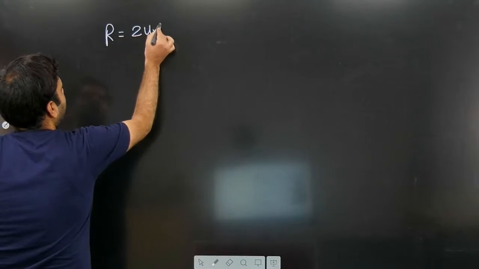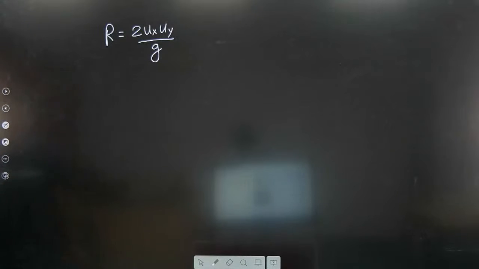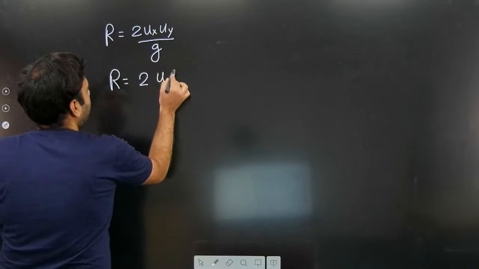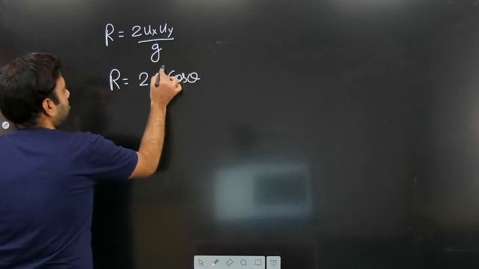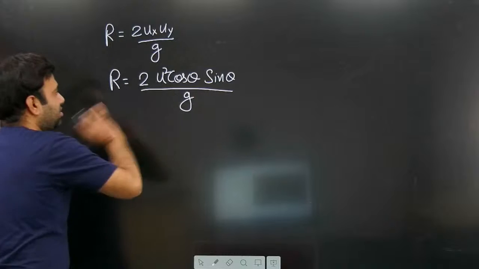See, what is range? It is 2 ux uy by g. What is ux and uy? ux and uy are the components of velocity in x and y direction. So it is 2u cos theta sin theta divided by g. Okay, this is the range.